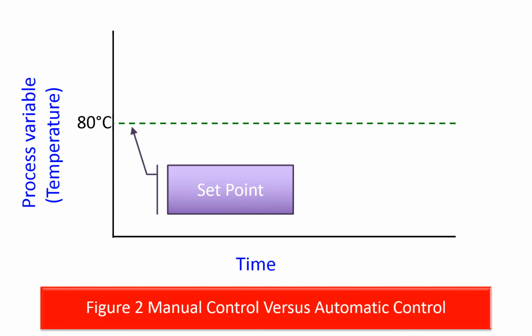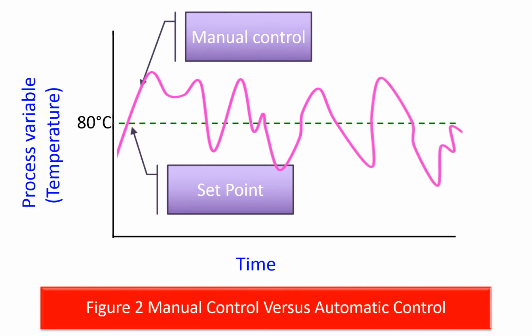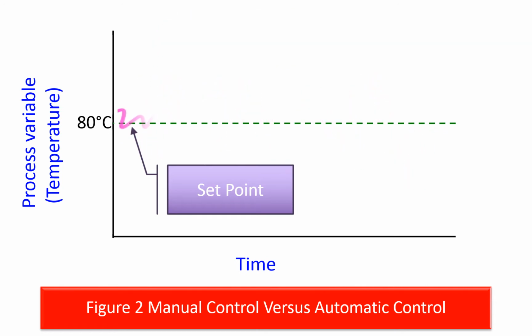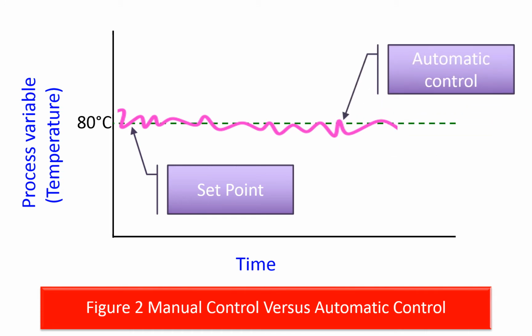In the manual control, the cooling water to the cooler is regulated manually by the operator to control the temperature. Hence, it swings widely. In the automatic control system, the cooling water flow to the cooler will be controlled automatically with no operator intervention. Hence, it has much less variation. The temperature is maintained within a narrow range. This is the benefit of automatic control.